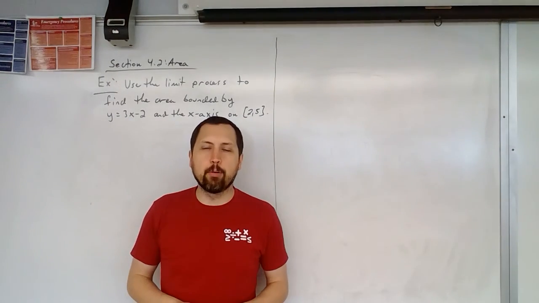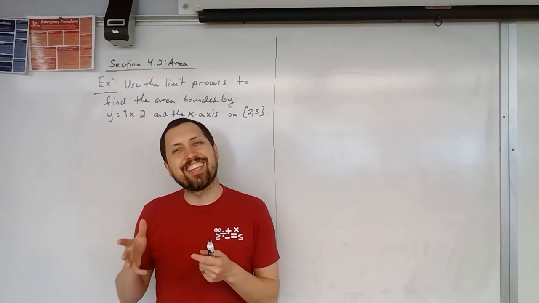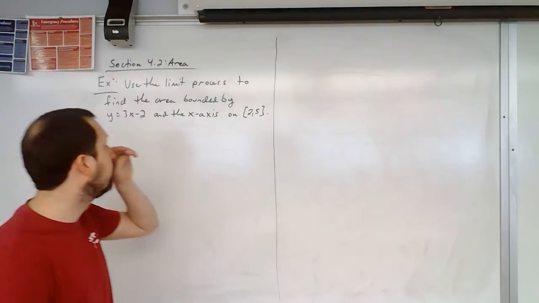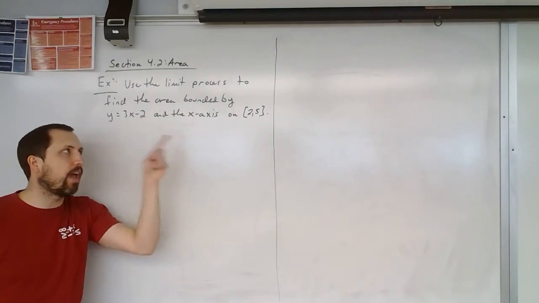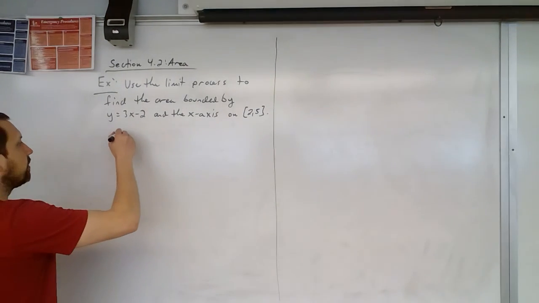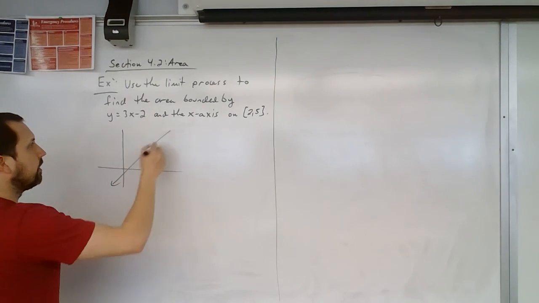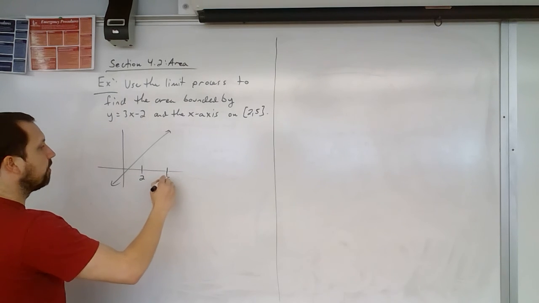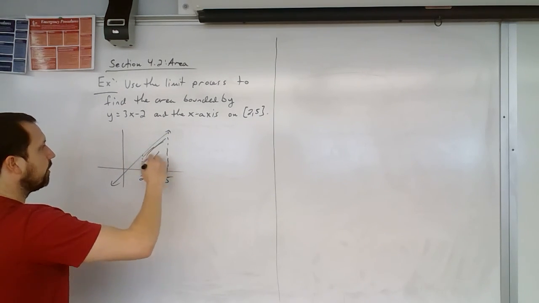Let's take a look at an example where now we're going to use this idea of the limit process to find the exact area underneath the curve in some region. So for this, we're going to use the limit process to find the area bounded by y equals 3x minus 2 and the x-axis on the interval 2 to 5. If we think about what this is going to look like, we have some line that does this, and we're looking on the interval 2 to 5. We would like to calculate this area in here.